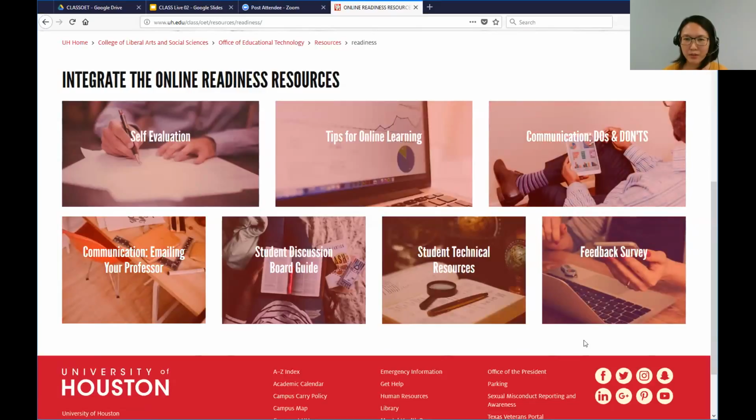Now, this page on our website was designed for faculty to use. So if you're interested in having students use any of these resources, just send us an email at classidt at uh.edu, let us know your class ID or class number, and then we can copy the entire folder over to your course, and you can delete or modify it or use it however you want. Another way that I've seen faculty use it is that they just copy the URL on top and put it into the first day of class for their online class.